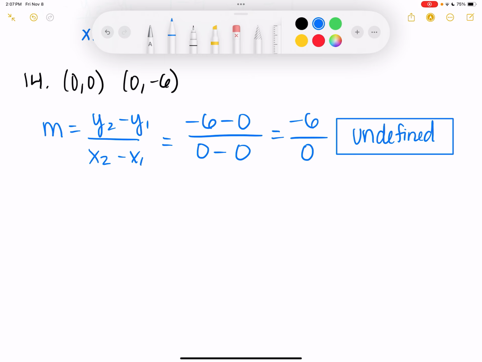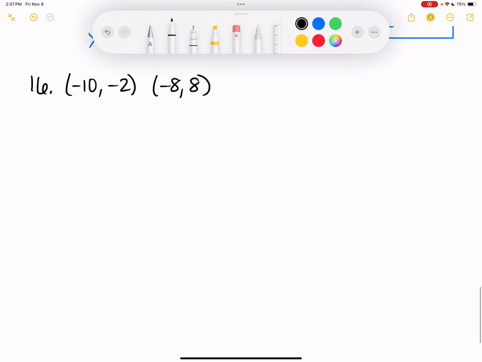All right, one more I want you to try on your own, and then that's going to be where we stop for today. Negative 10, negative 2, and negative 8, 8. Take away the formula. Not letting you have the formula this time.